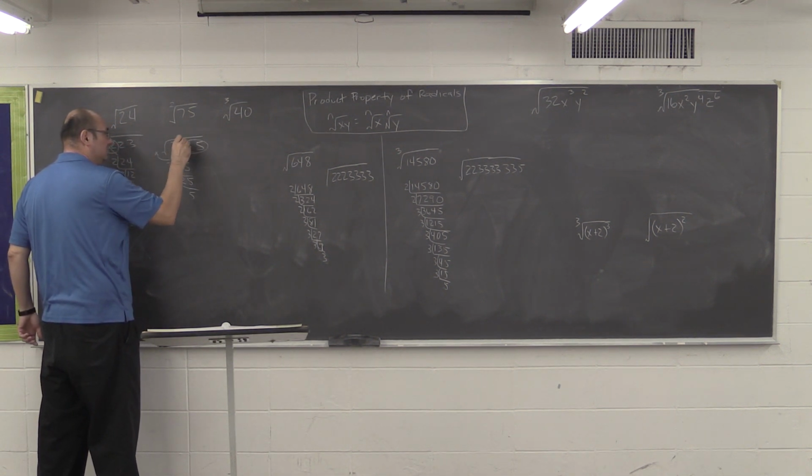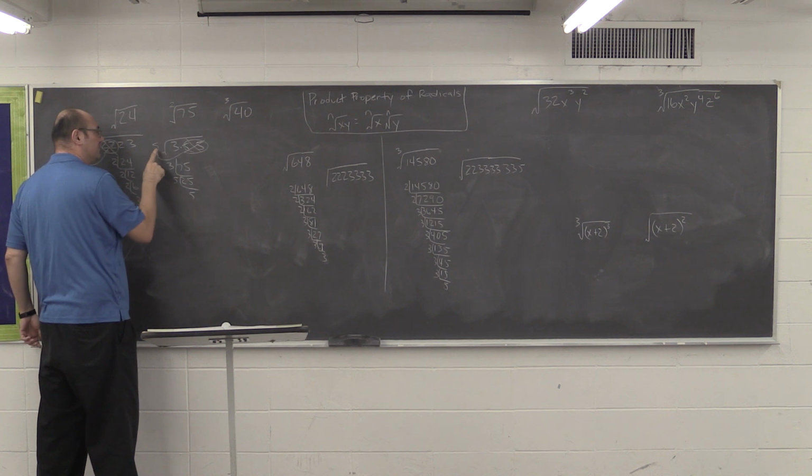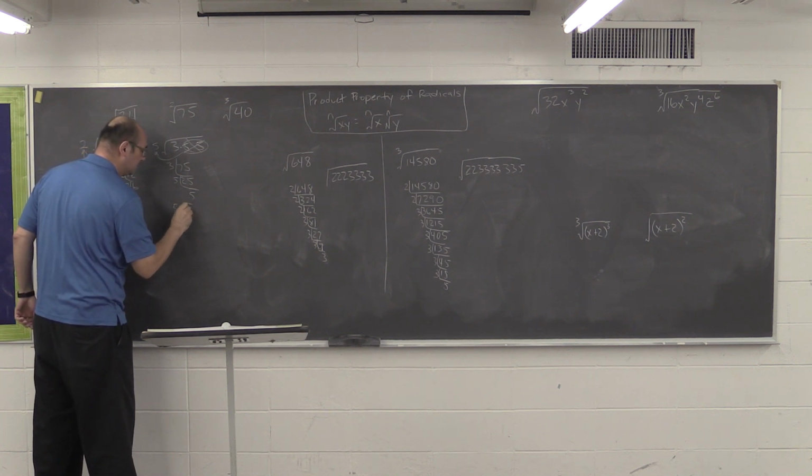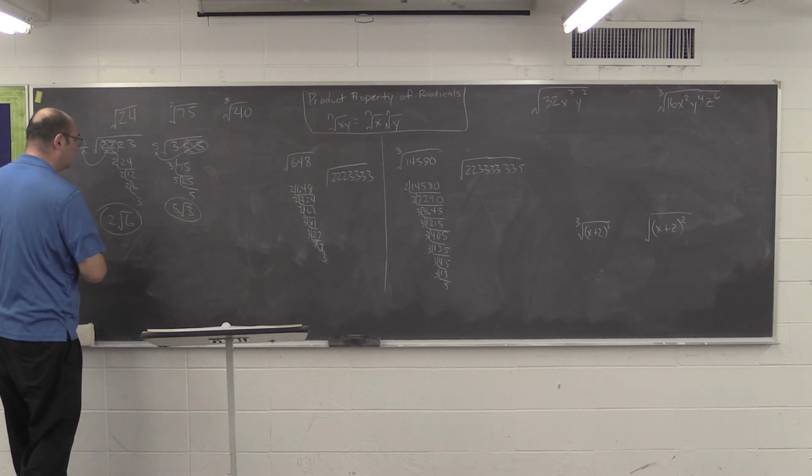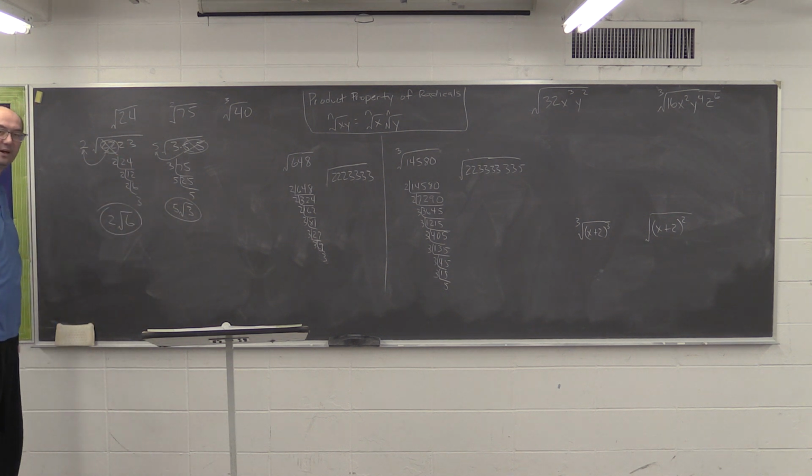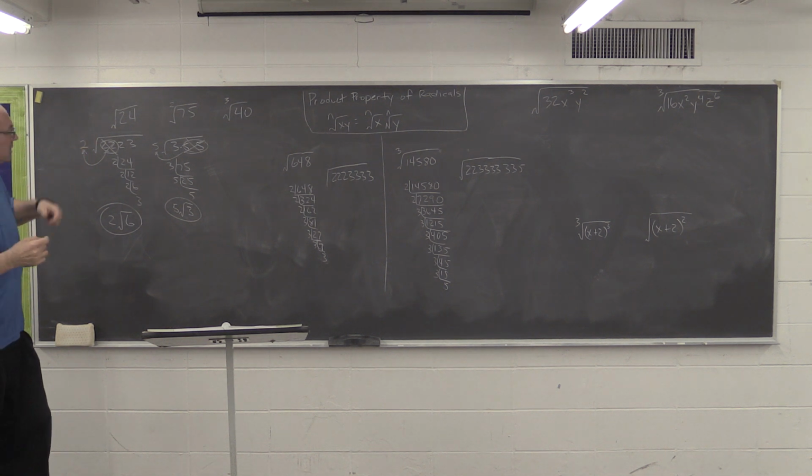Circle, we're going to bring it out. All right, and what do we have? We have 5 times the square root of 3. And that's our simplified version of the square root of 75. All right, let's take a look at the square root of 40.